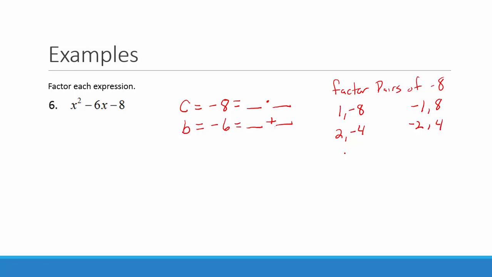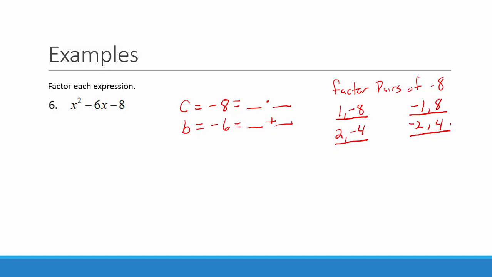So these are all the different factor pairs that multiply to give us -8. We need to find one that gives us -6 when we add them. Let's try 1 plus -8. Well, that will be -7. How about -1 plus 8? That'll give us +7. When we add 2 plus -4, that's going to give us -2. When we add -2 plus 4, that's going to give us +2.